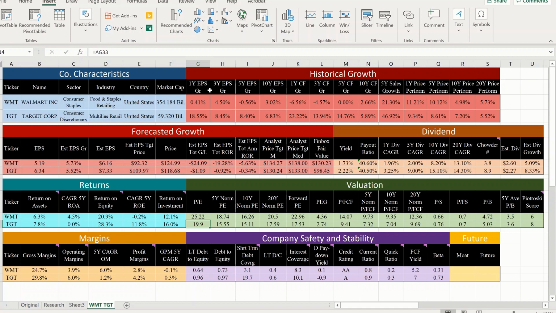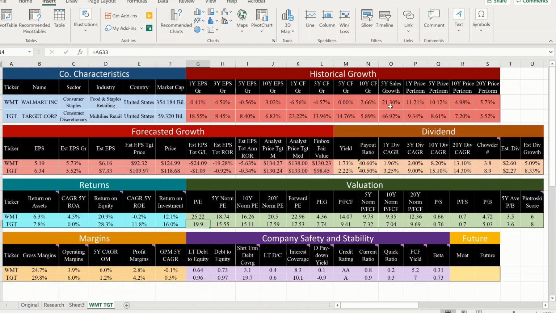First, we have the 1, 3, 5, and 10-year earnings per share growth rate. Target wins across the board by a decent margin, especially in this most recent year. Next, we have the 1, 3, 5, and 10-year cash flow growth rate. Now again, Target wins in all categories and Walmart was actually negative for years 1 and 3 and it was flat for 5 years.